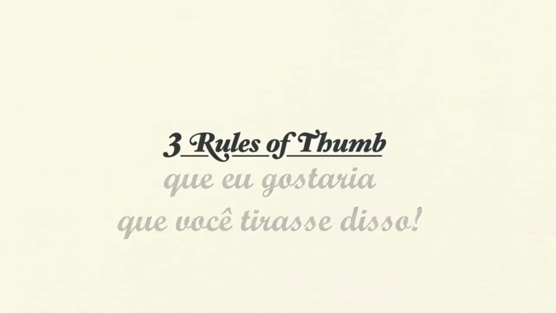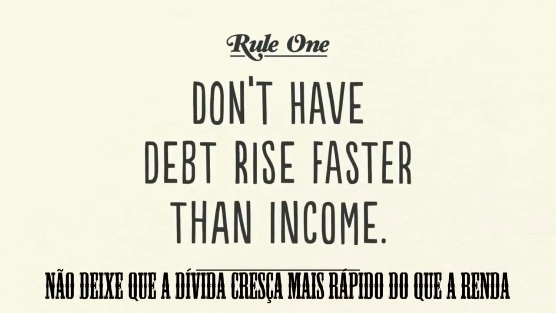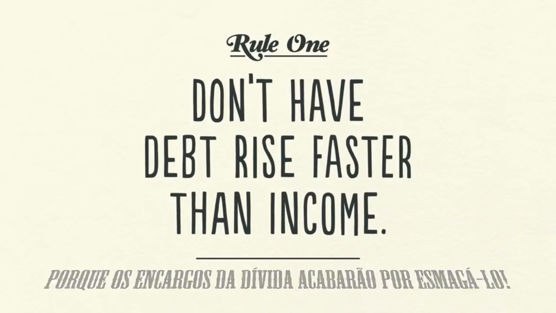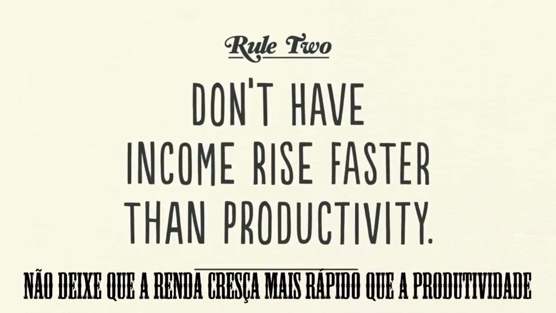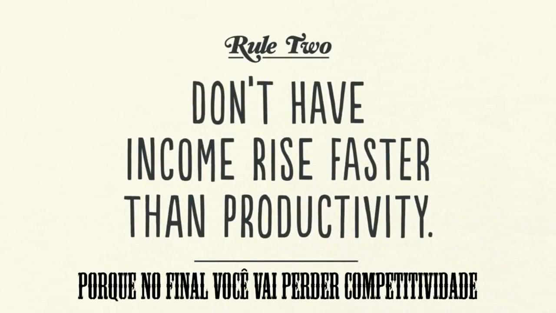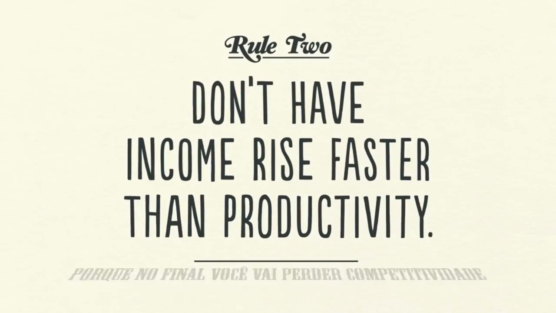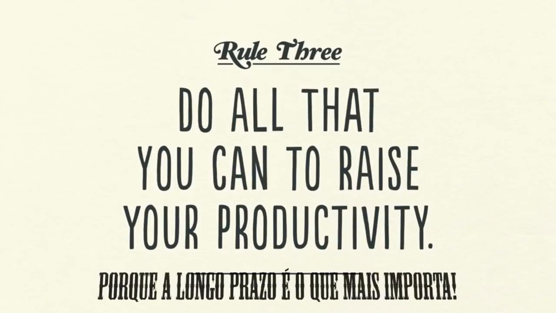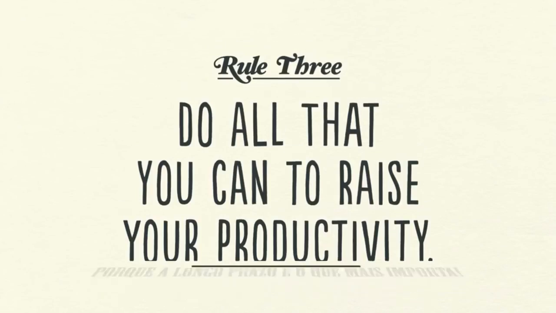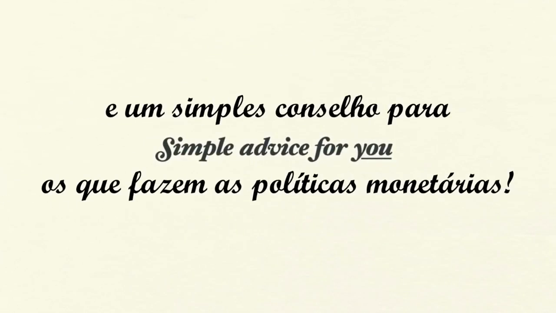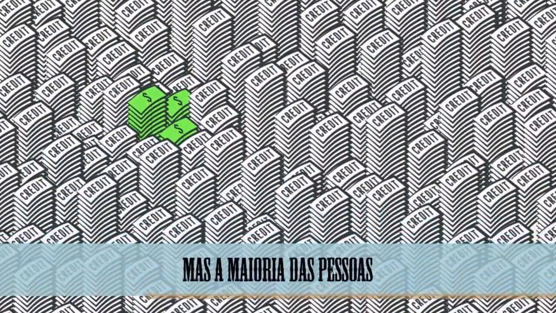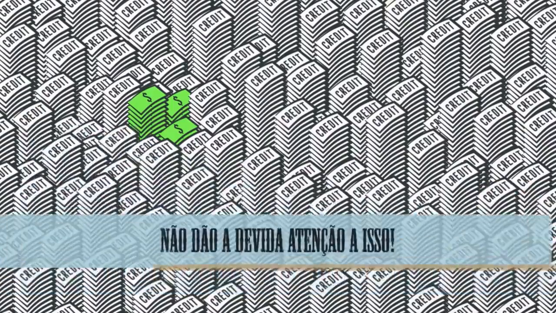So, in summary, there are 3 rules of thumb that I'd like you to take away from this. First, don't have debt rise faster than income, because your debt burdens will eventually crush you. Second, don't have income rise faster than productivity, because you'll eventually become uncompetitive. And third, do all that you can to raise your productivity, because in the long run, that's what matters most. This is simple advice for you, and it's simple advice for policymakers. You might be surprised, but most people, including most policymakers, don't pay enough attention to this.